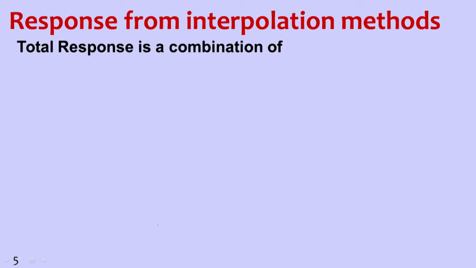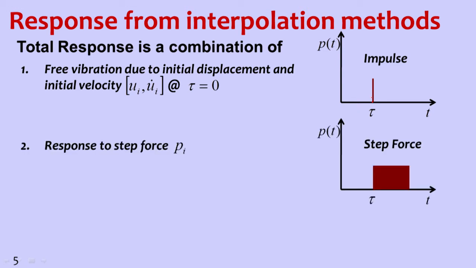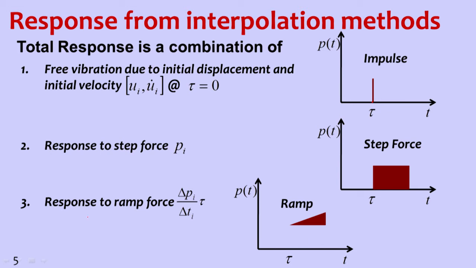The total response is a combination of three things. One is the impulse. Impulse means at t equal to tau, there is suddenly a jump. That means up to that point, free vibration due to initial conditions. Whatever free vibrations are there because of the stopping of the force, at that point we need free vibration due to initial conditions. The second one is response to a step force. So this is a step force. And the third one is response to a ramp force.